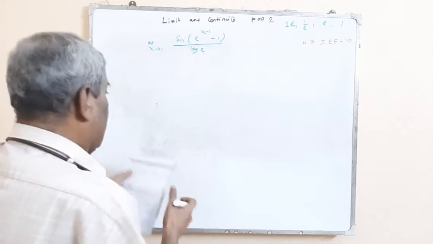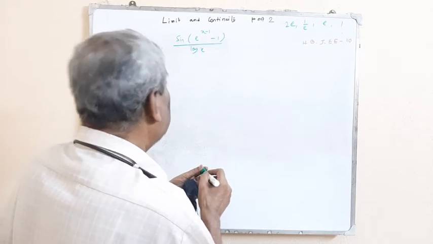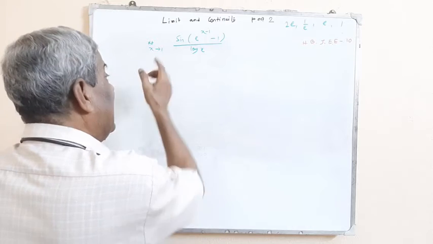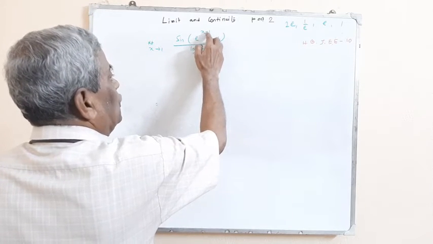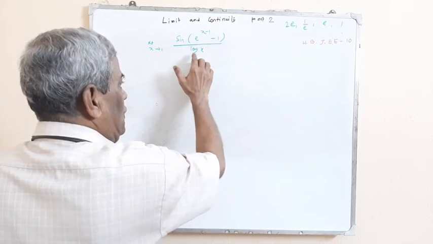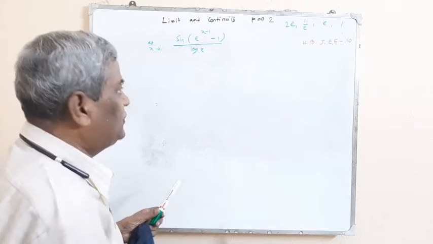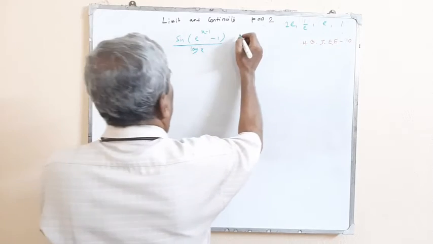You see, as x tends to 1, this is e to the power 0, means 1 minus 1 is 0. So sine 0 is 0 by log 1 is 0. So it is of the type 0 by 0. We can use the formula or you can use L'Hospital rule.